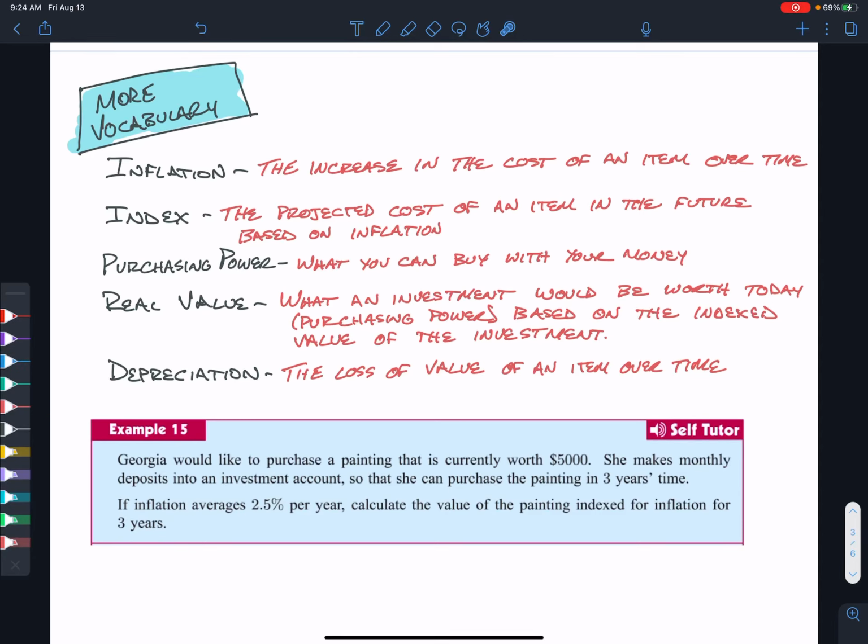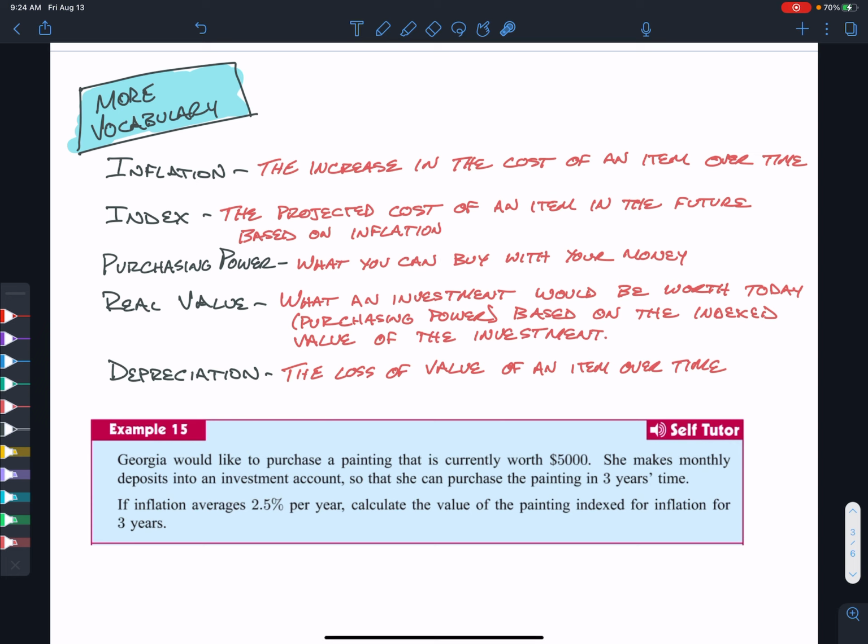All right, so now we've got a little bit more financial math, part two, video part two. Now we're going to start looking at a different type of calculation. We're going to look at inflation and depreciation. Again, I have some of the definitions already laid out here.